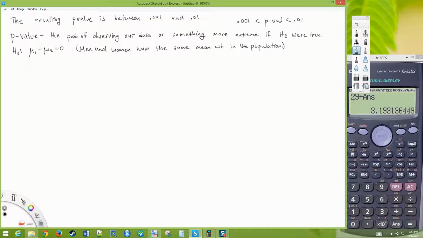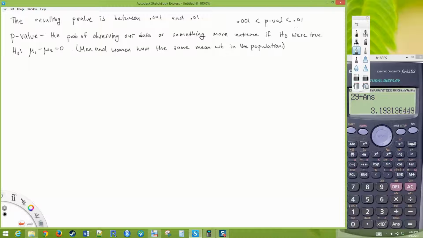And so what this says is that if our null hypothesis were true, if men and women truly did have the same mean weight in the population, is it possible for me to get 2 random samples with a difference of 29 pounds from random chance alone? And the answer is yes, it is possible. But the probability of that happening is less than 1%. It's between 1% and 1/10%.